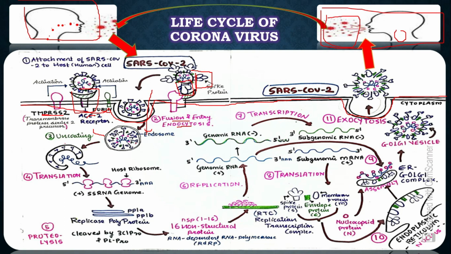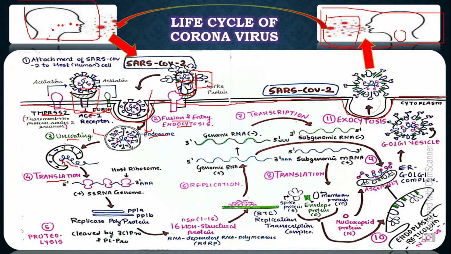This endosome will provide an environmental condition for the virus, and also it will provide a platform for virus replication. The next step is uncoating. In the uncoating process, the RNA genome, the coiled part as you can see, will get removed from the virus and it will go into the further process, which is translation.